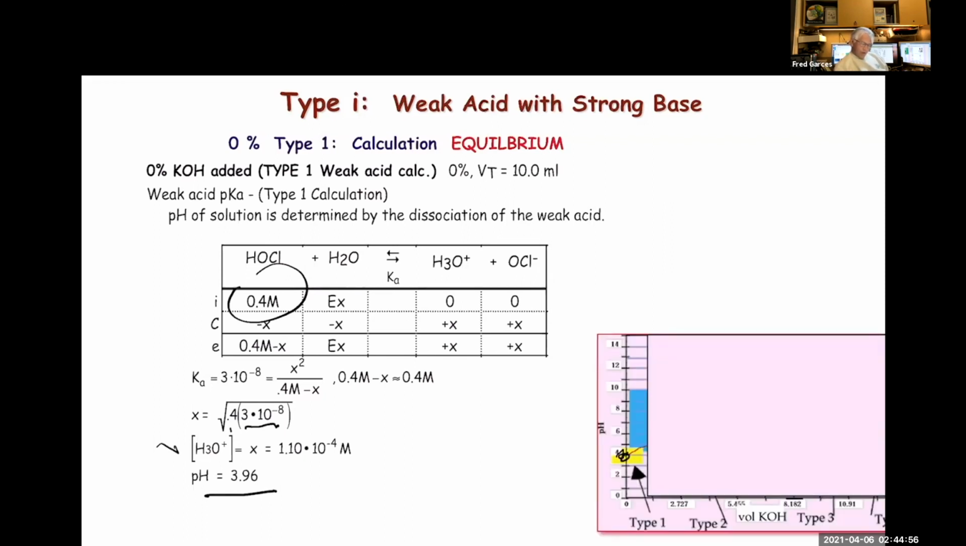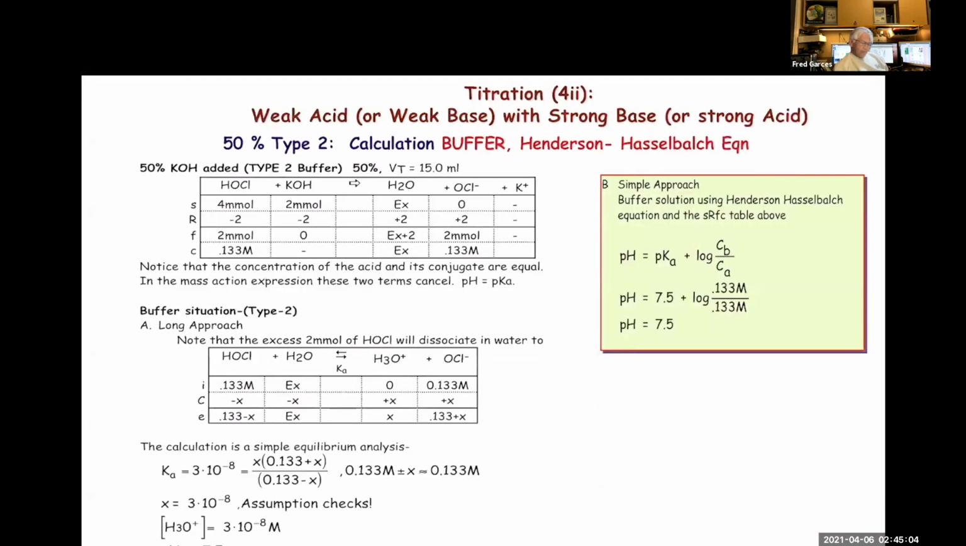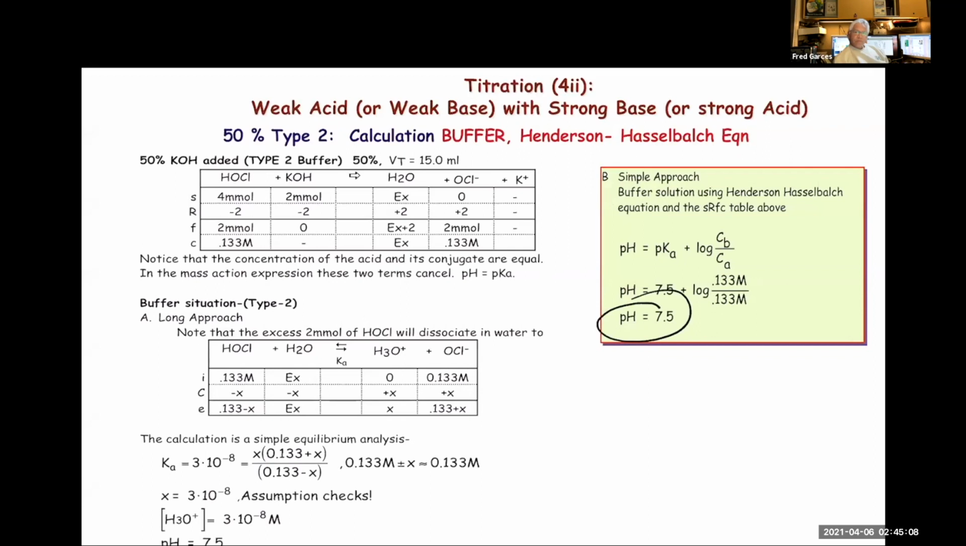Right here, 3.96. The equivalence point, the halfway to the equivalence point, 7.5. So that'll be that point right there. See? You don't even have to think.